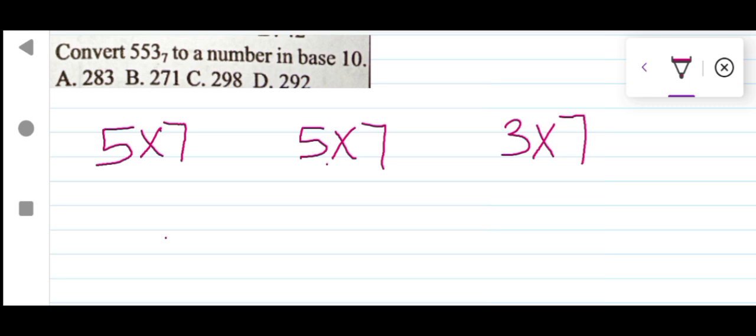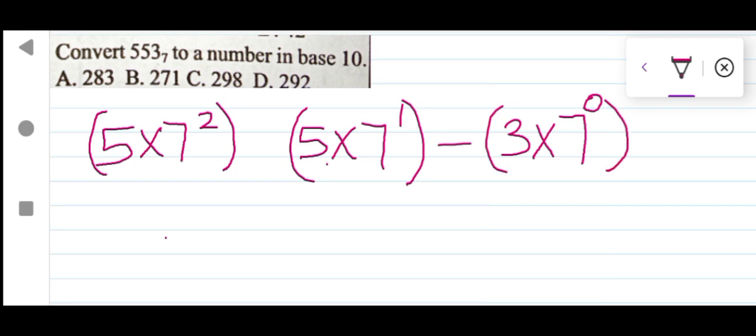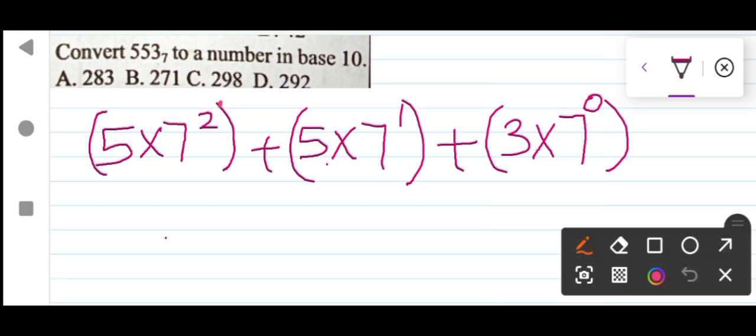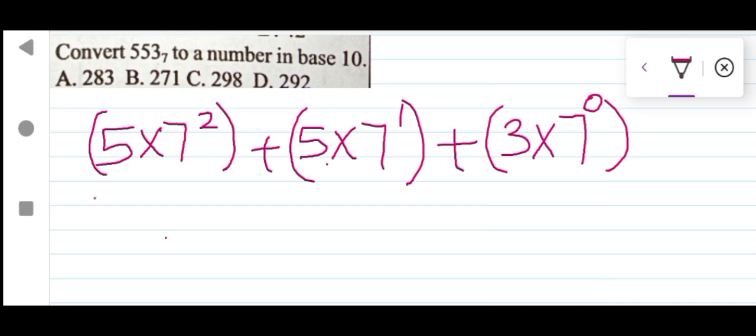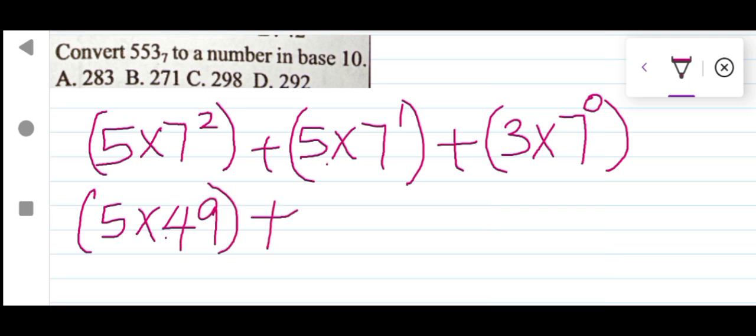So at this point, we need to put our powers on the base. And the base right there is 7, right? So power 0, power 1, and power 2. To avoid confusion, let's bracket this, and bracket this. And of course, we have to add all these together. Let's check something really quick. We deal with the power, and 7 power 2 means 7 times 7, which is 49, right? So we have to write 5 times 49. Then let's go for the next one.